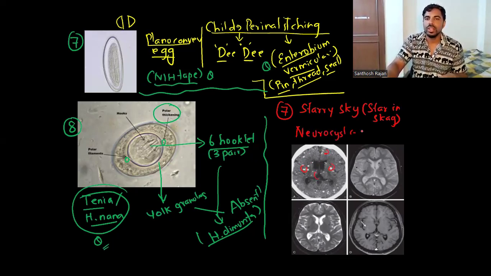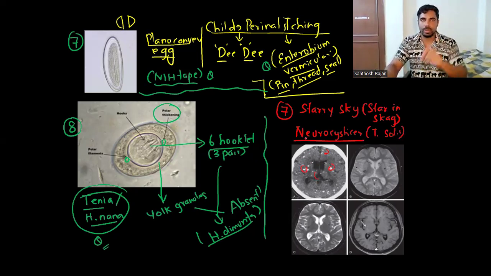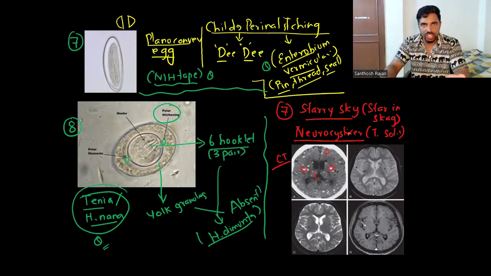Neurocysticercosis, which is caused by Taenia solium. You know this one. I don't want to repeat all the things. One question: in biopsy, of course, you'll see a Swiss cheese appearance. But when you do a CT scan, you will see a starry sky appearance. That is neurocysticercosis. The most common CNS parasite is Taenia solium, and the most common cause of seizure in India is also Taenia solium. The most common CNS parasite in children is also neurocysticercosis.